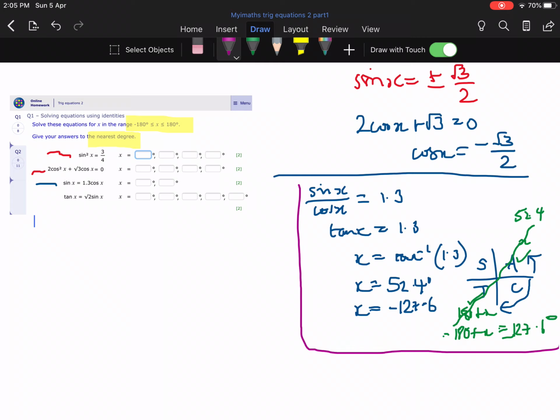So that was part 3, sorry. This was question 1, this was question 2. Now going to do question 4 of this. So to solve this, I'm going to change tan x into sin x over cos x.